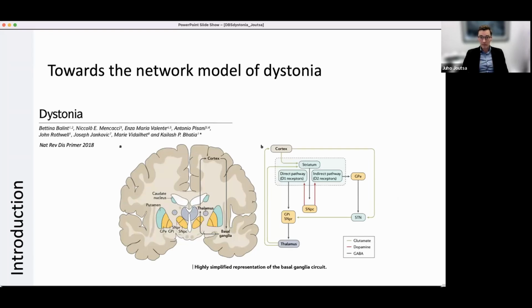Here in this figure, again, I'm showing just the highly simplified model of the basal ganglia circuit, but that's far from the entire picture, and there are many other loops and networks that are relevant for dystonia as well. So we know that dystonia is a brain network disorder, but these networks have not yet been fully characterized.